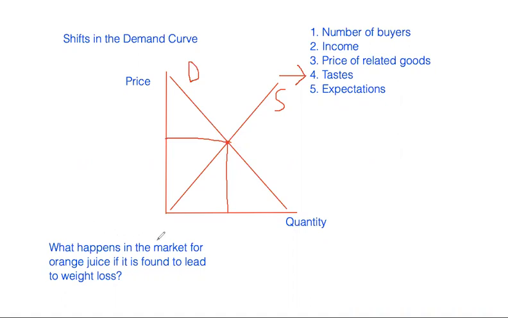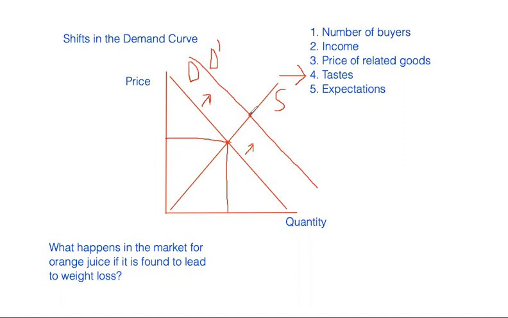So what happens in this market for orange juice if it's found to lead to weight loss? First off, we know it's going to shift because of a change in consumer tastes and preferences. It's going to shift the demand curve up, because consumers are going to demand more orange juice since it is found to lead to weight loss. So because of that, let's draw our new demand curve right here. This is going to be our D prime curve, also known as our new demand curve.